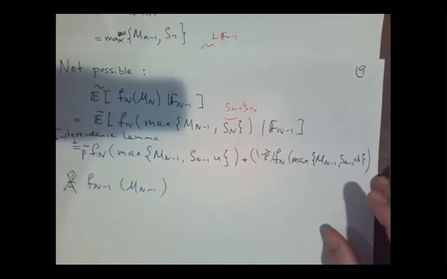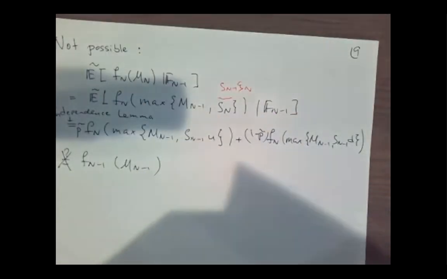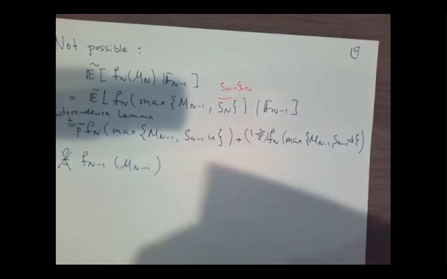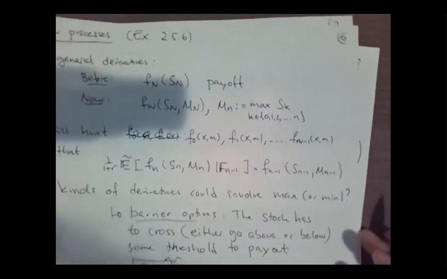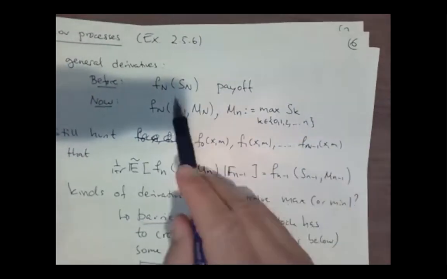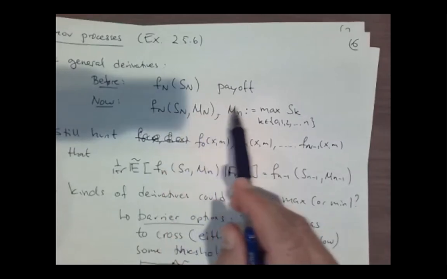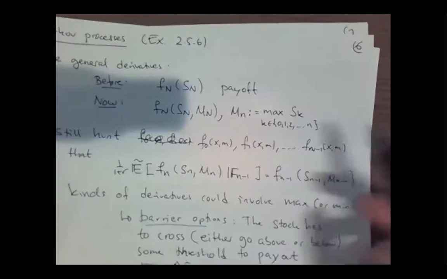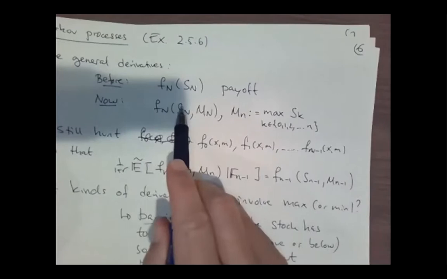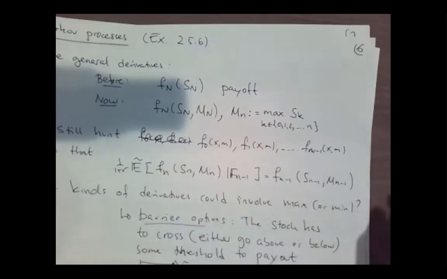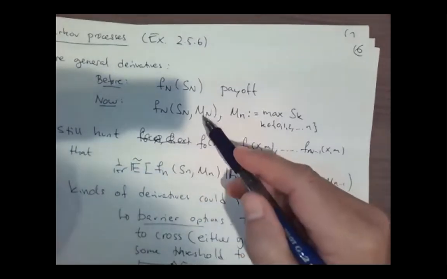Could we follow this last bit here? So what we started out with was a desire to generalize. If we wanted to price barrier options, we cannot express the payoff of a barrier option just in terms of the current stock price. We also need to keep track of the running max or the running min if you want to price barriers. So we move away from having payoffs that just depend upon the stock to having payoffs that depend on both the stock as well as on the running max or running min.